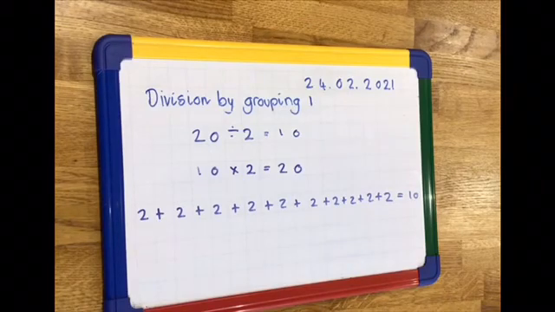So now children, I want you to have a go at some independent tasks using the grouping method. So for example, I have given you 12 divided by 4. I want you to tell me how many groups of 4 you can make out of 12 objects. You can use objects to help you, or you can use your times tables if you know them.